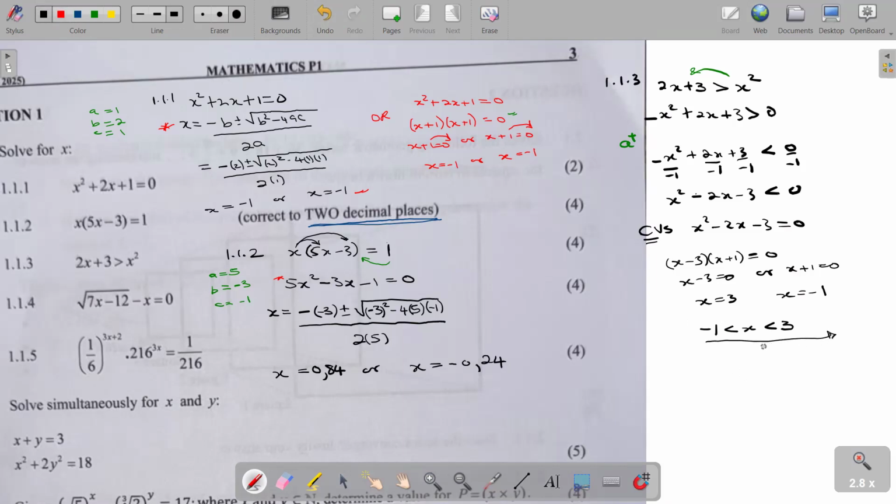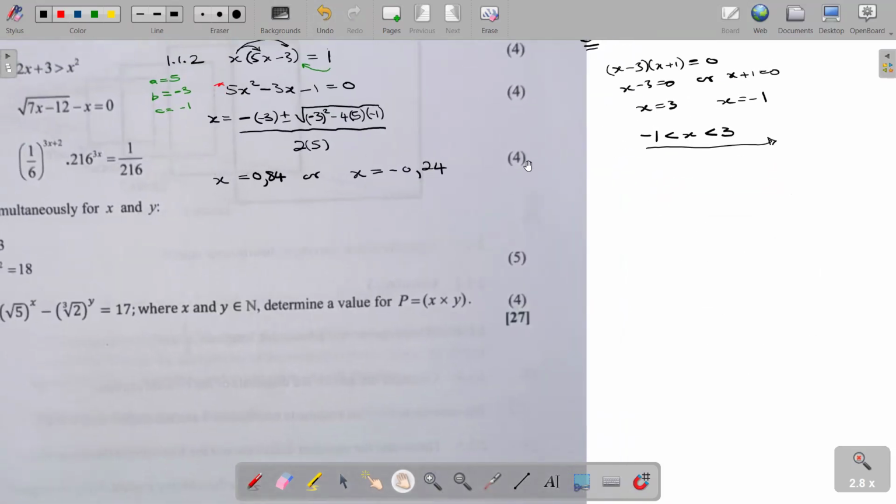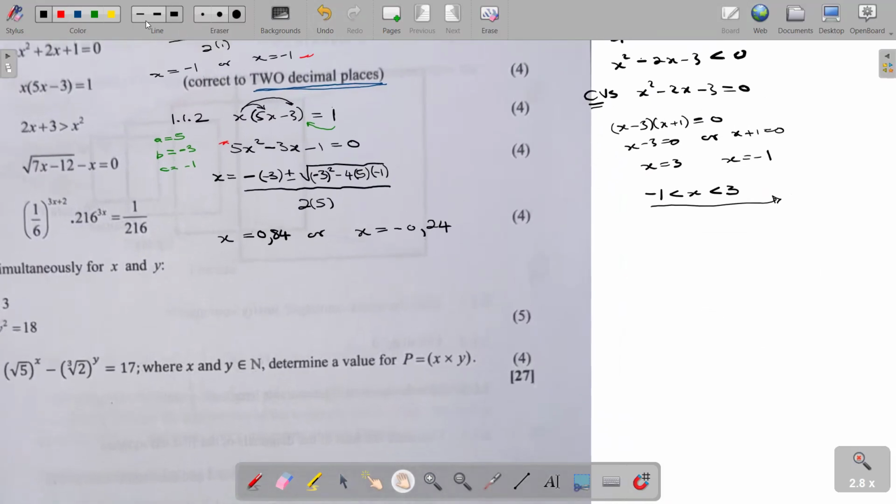But you'd realize that after getting critical values, depending on the method that you understand better, you can use the graphical method. So using the graphical method, we read from the standard form, where our A is positive. If A is positive, our graph is like this. But if A is negative, our graph will be facing down.